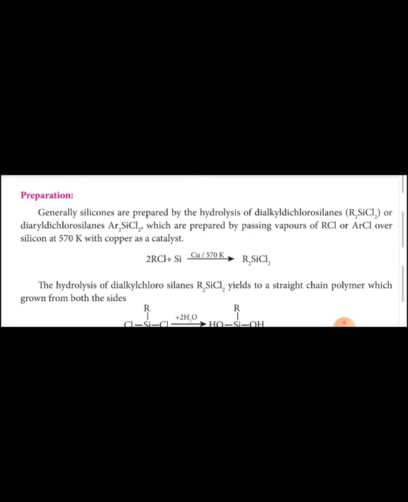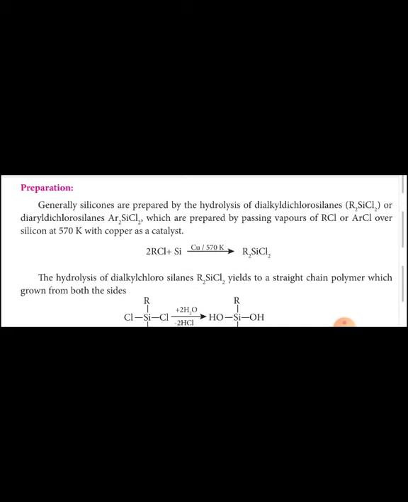Now we are going to see about the preparation of silicones. One or two points are important, though you do not have to know everything. Generally, silicones are prepared by the hydrolysis of dialkyl dichlorosilane. Its formula: R represents an alkyl group. So R2SiCl2, dialkyl dichlorosilanes, or diaryl dichlorosilanes.